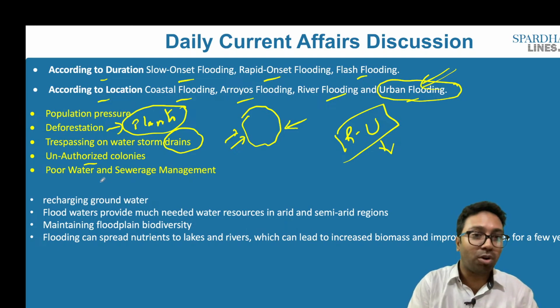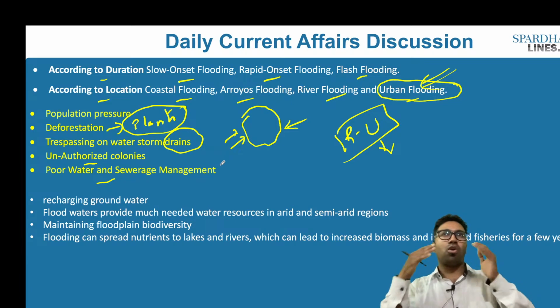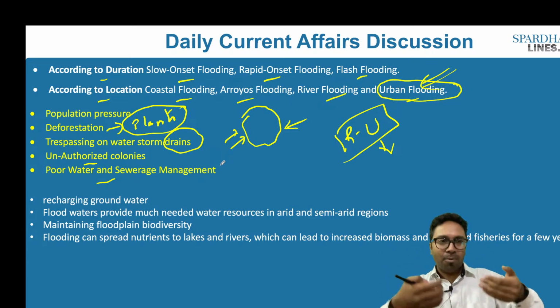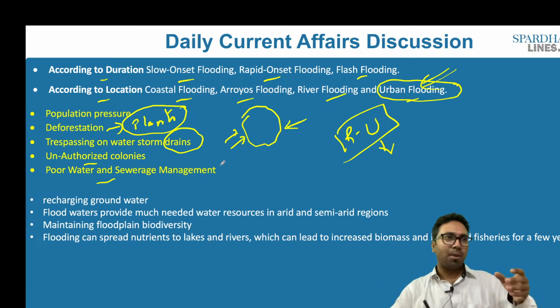And then there is poor water and sewage management. When you look at cities like Bengaluru or Chennai, for example, or Delhi, they were not meant to withstand this amount of people or the density of the people.